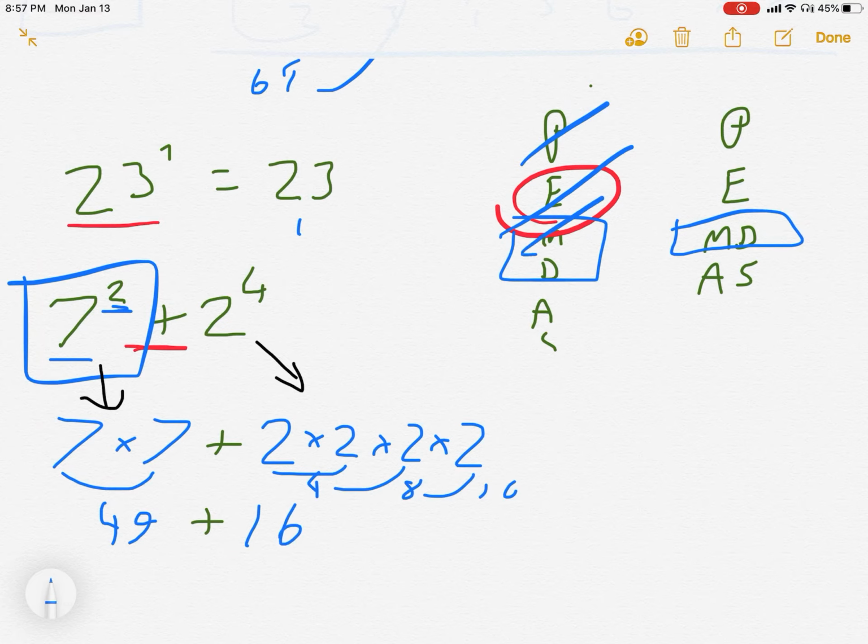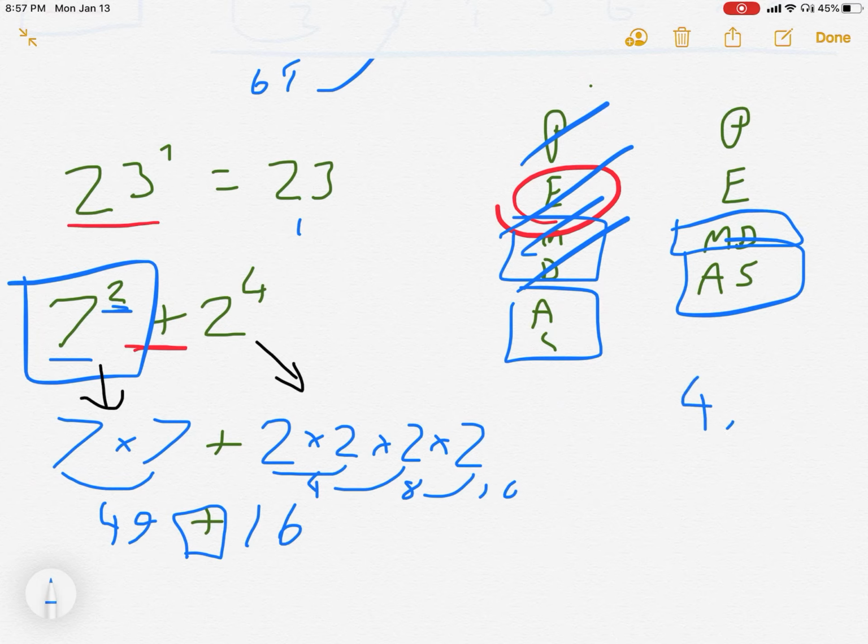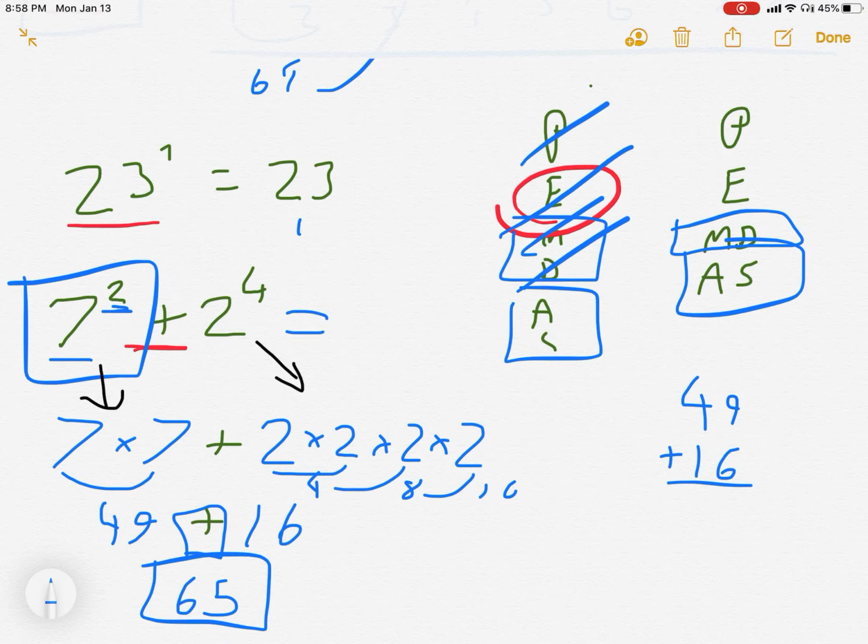All right, so we finished multiplication. Do we have any division? Nope. Now addition. Yes, we have addition. We've got a plus right there. It's been waiting patiently. Let's do it. 49 plus 16. 65. So we add it. If you want, you can write it like this, 49 and 16, and then add it like that. Either way, you will get 65. That is our answer. So when I have 7 to the second power plus 2 to the fourth power, that simplifies to 65.